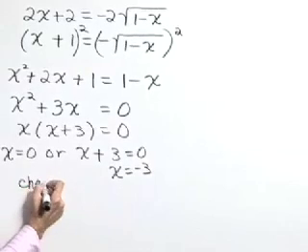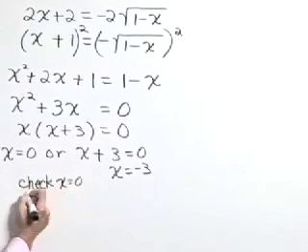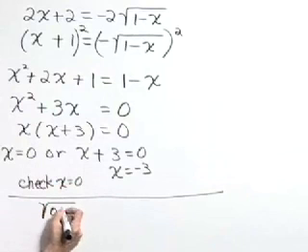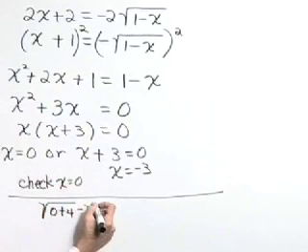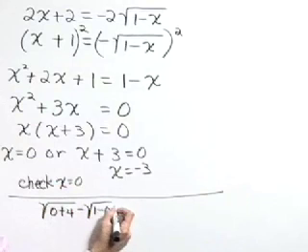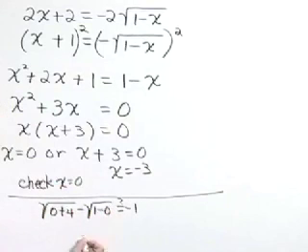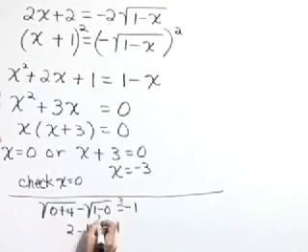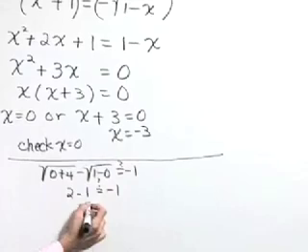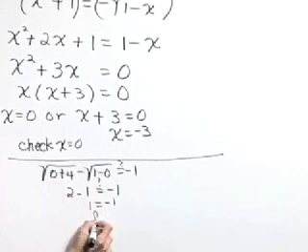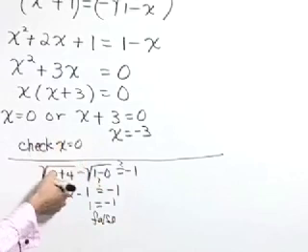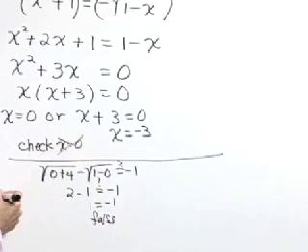So let's check x equals 0. Is the square root of 0 plus 4 minus the square root of 1 minus 0 equal to -1? That's the square root of 4, or 2 minus 1 equal -1? No. 1 is equal to -1. That is false. x equals 0 is not a solution. We're going to reject that one.